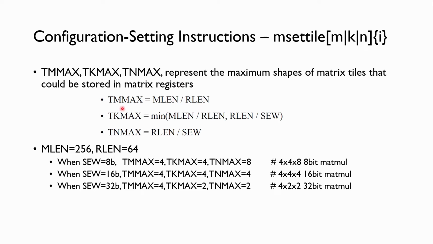The TM max is given by mlen divided by rlen, which means how many rows you can store in a tile register. And the TN max is given by rlen divided by SEW, which means how many columns you can store in a tile register. The TK max is the minimum of TM max and TN max.